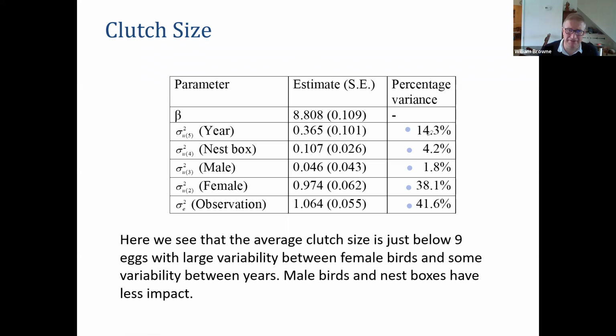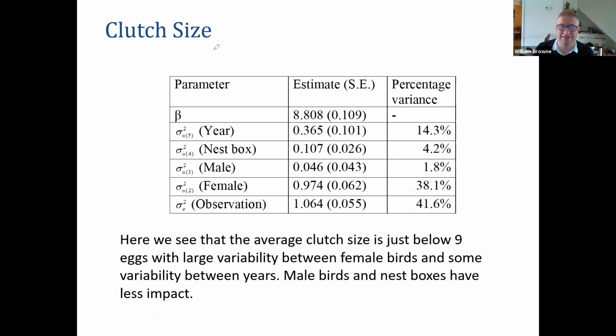So there are various hypotheses here. Maybe the birds are adjusting how many eggs they lay depending on whether the year is good or bad in a way. That's quite interesting, and it does show that even with this data set, with about 4,000 observations and 3,000 of each type of bird, we can pull out these effects.